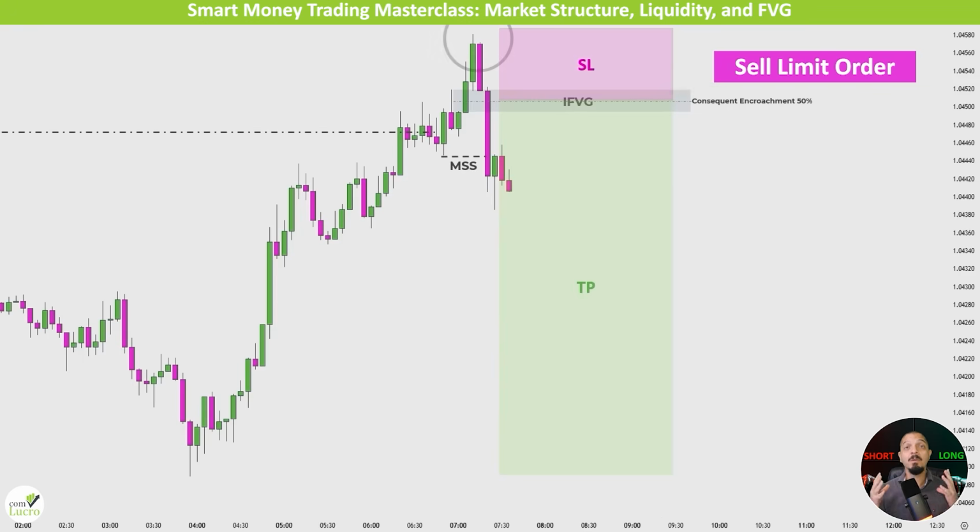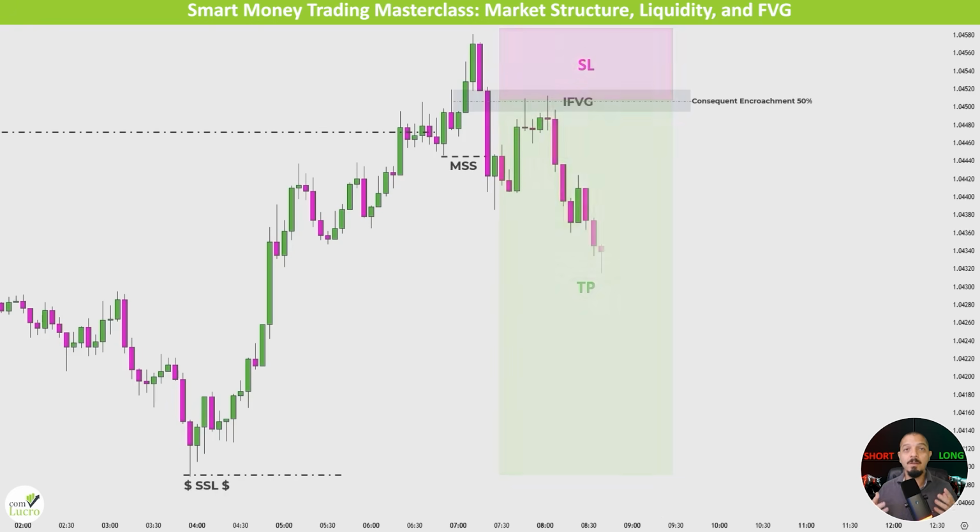My stop loss will be set just above the swing high, and for take profit, I'll target the nearest sell-side liquidity located below this swing low. Now let's play out the trade and see how it unfolds. As you can see, price pushed slightly higher, tapped into the inverse fair value gap, which acted as a clean resistance zone and triggered my sell order. After that, price reversed and dropped with strong momentum, eventually reaching the take profit level.